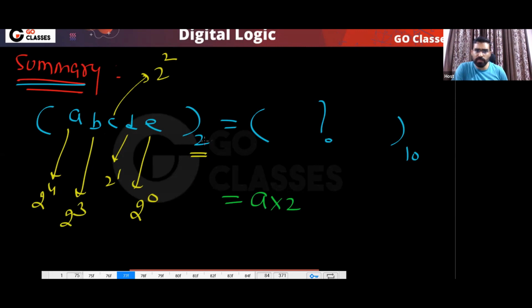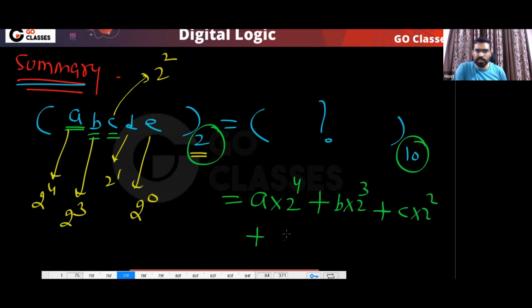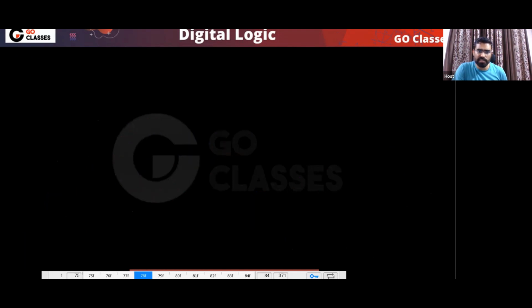So how to convert this binary number into decimal? Very simple. Every bit you multiply with its weight. For example, this B you multiply with 2 power 3, this C with 2 power 2, this D with 2 power 1, and this E with 2 power 0. This is the idea. So this is how you convert binary to decimal. This is what you have to remember, nothing else.